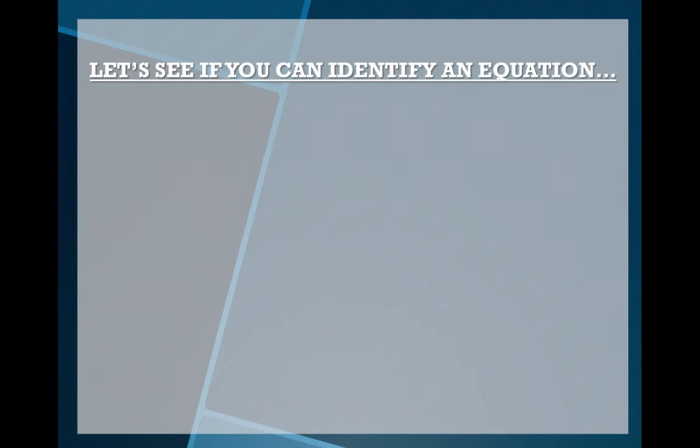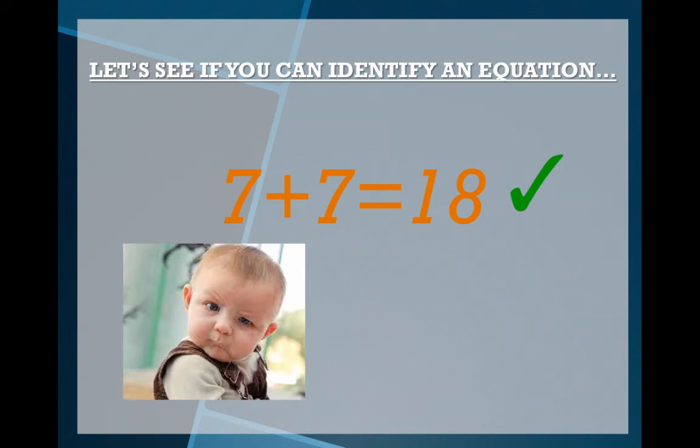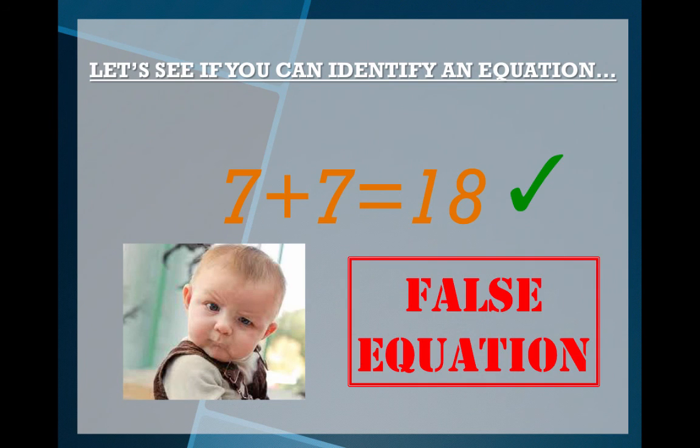Let's have a look at one last one. 7 plus 7 equals 18. What do you think? Is this an equation? Yes, it is an equation. Why? Well, it has a left-hand side, a right-hand side, and an equal sign. But wait a minute, you might say. 7 plus 7 doesn't equal 18? Well, remember, just because the left-hand side doesn't equal the right-hand side, that doesn't mean it's not an equation. It just means that this example is a false equation.